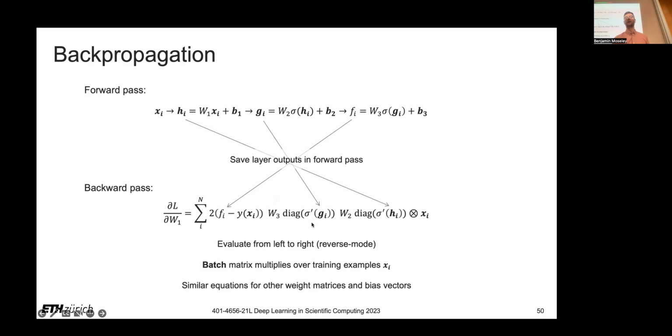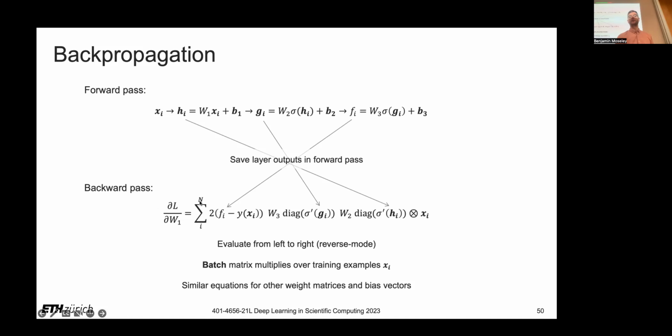So these are the Jacobians that I just showed before. And we have fast ways of computing the vector Jacobian products instead of having the full Jacobians. So for example, this outer product. And so you evaluate the chain rule. It's really important to evaluate this from left to right to make sure you're not doing too much computation.